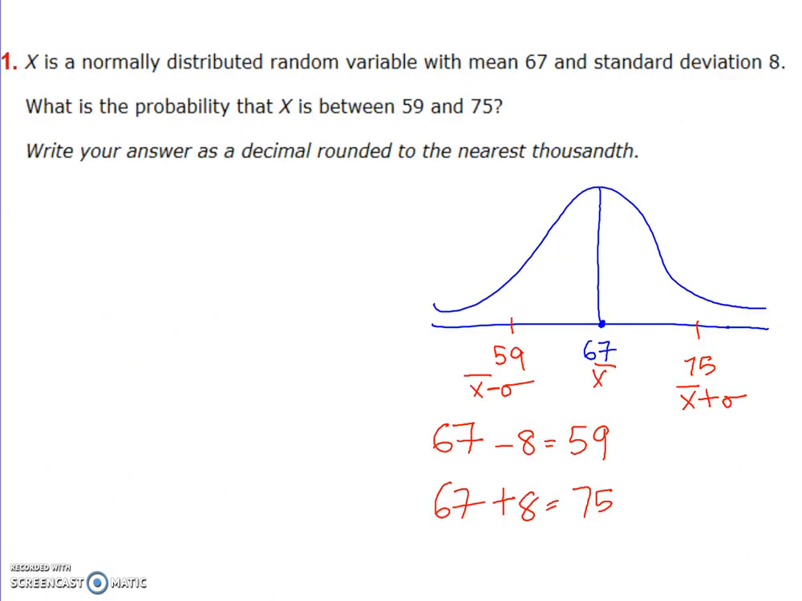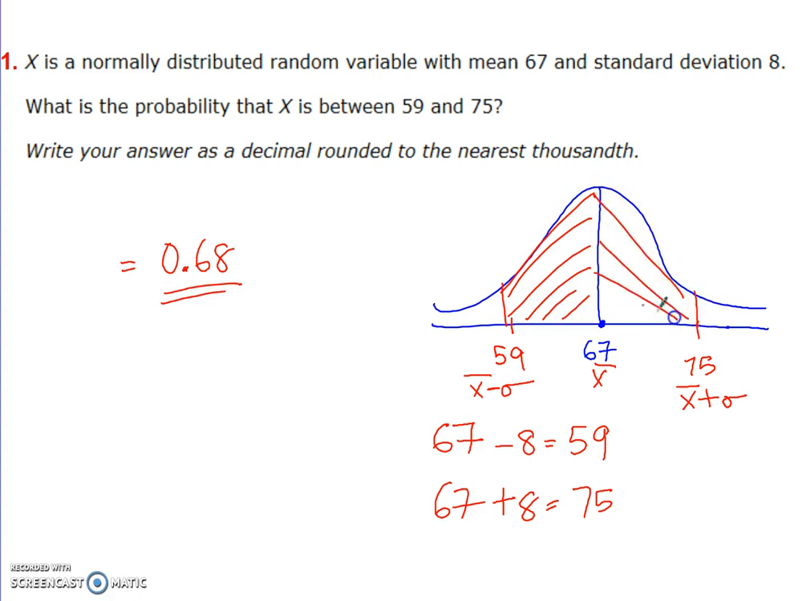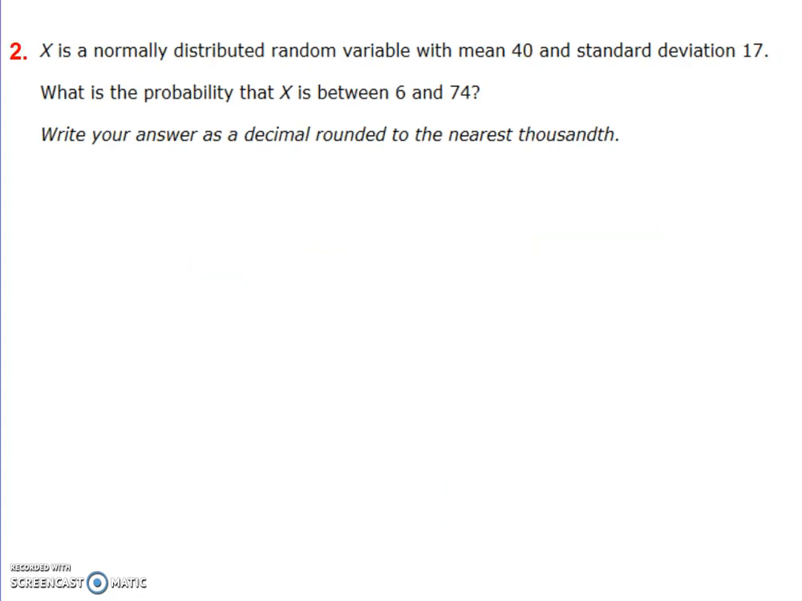So our answer will be 0.68. I need this entire region plus this entire region. That's 0.34, and that's also 0.34. Together we get 0.68. Next question.